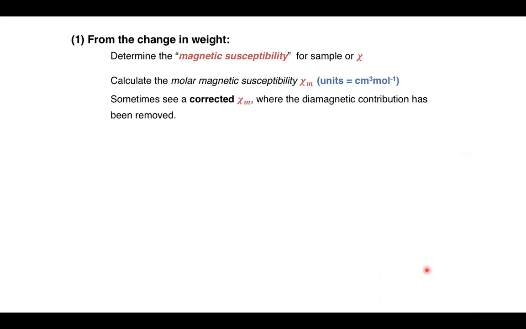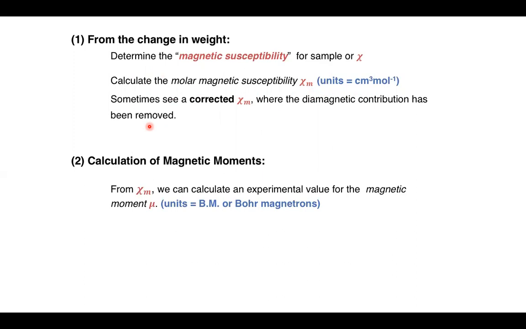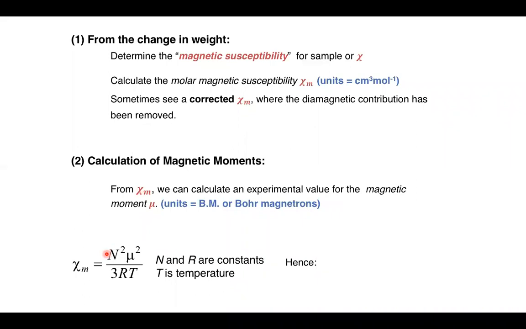From this change in weight, we're able to determine something called the magnetic susceptibility, or this letter chi, probably overused in chemistry. So we calculate the molar magnetic susceptibility, chi m, which has units of cubic centimeters per mole. Sometimes we see this as a corrected chi m, where the diamagnetic contribution from any elements in the complex which do not have unpaired electrons has been removed. Then from this chi m, we can calculate the magnetic moment. We calculate an experimental value for the magnetic moment, which we term mu, which has units of BM, or Bohr magnetons. And this is the equation to get the magnetic moment from the magnetic susceptibility.